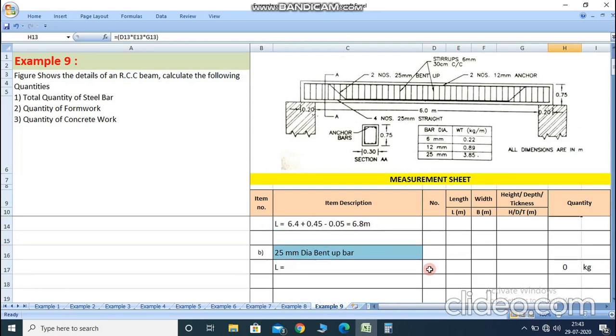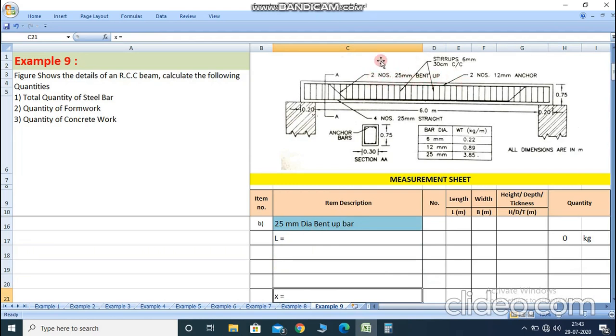Then after we find out the total quantity of the 25 mm diameter bent up bar. See this figure here, 2 numbers of 25 mm diameter bent up bar are given. So here we write 2.